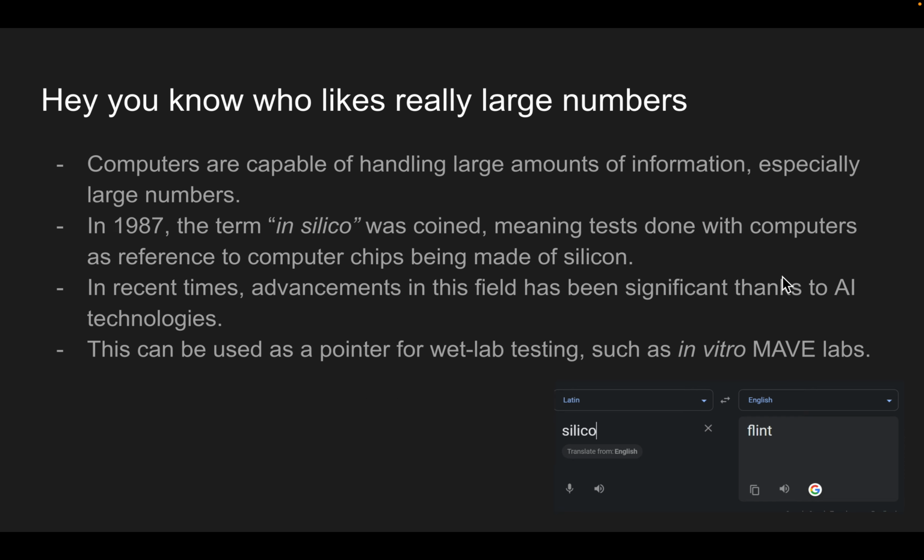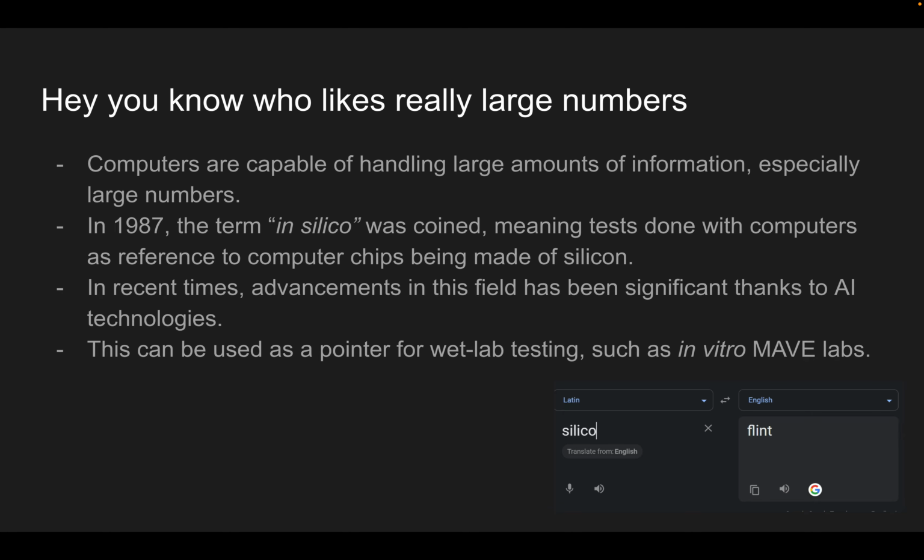So, computers. Computers can handle very large numbers. They are good at doing that. So computers were used to solve this combinatorial explosion problem. In 1987, they coined the term in silico, which basically means tests done with computers, in reference to computer chips being made of silicon. The process has been around for a while, but in recent times, advancements in the field have been significant thanks to AI. As you know, AI is good at this.